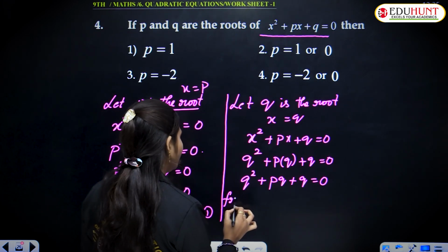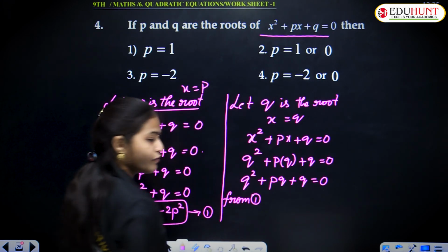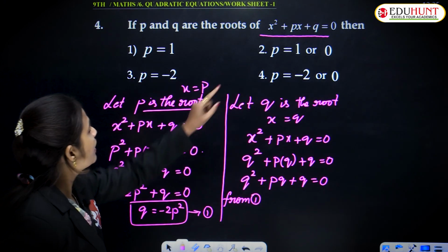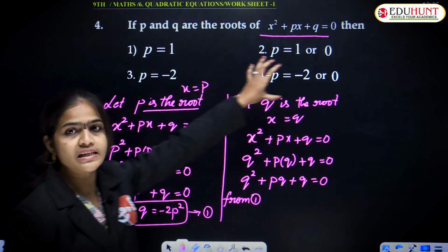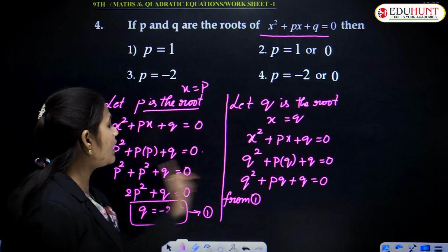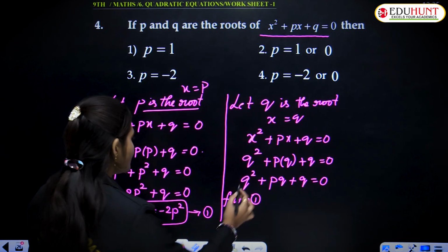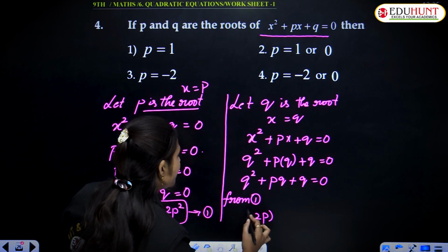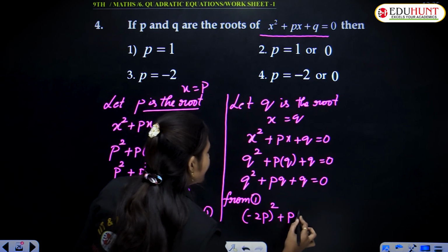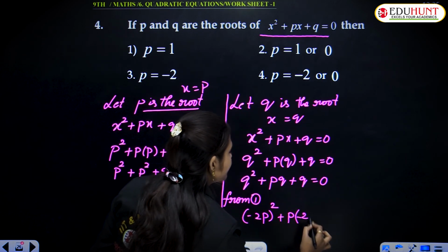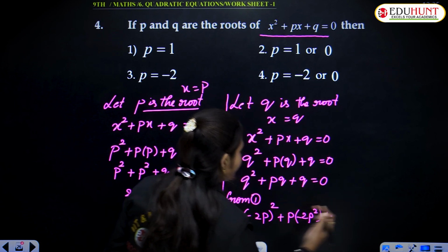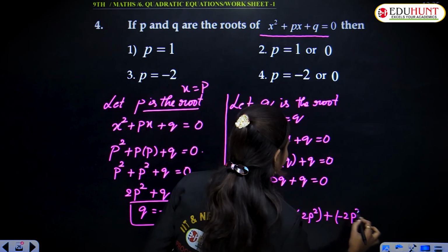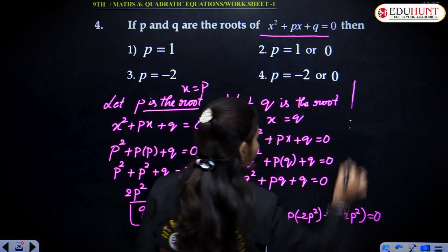Okay. So from 1, here q value we know that. So substitute that q value here. Why? Because they are asking p values in that options. So that's why q value substitute here. Okay. So q is equal to minus 2p square, so q square is minus 2p whole square, plus p into q is equal to minus 2p square, is equal to 0.